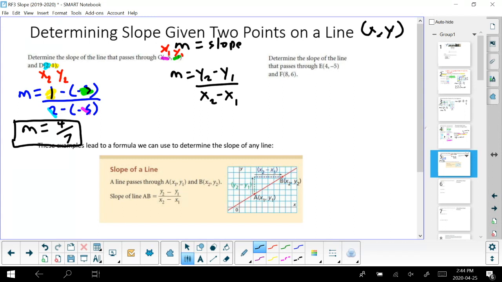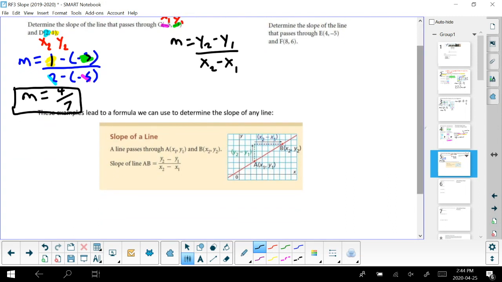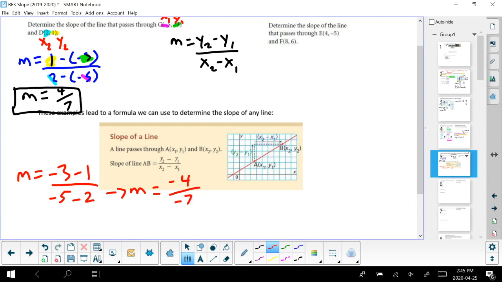So going back to the question of how do I know which point will be my x1, y1, and which one will be my x2, y2? Let's imagine we flip those around. Okay, so we're going to take point D as my x1, y1, and C as my x2, y2. And we're going to just play around with it, see what happens. So we know once again that m is equal to y2 minus y1. We're going to flip them around this time. Negative 3 minus a positive 1 over a negative 5 minus a positive 2. We'll end up with negative 4 over negative 7.